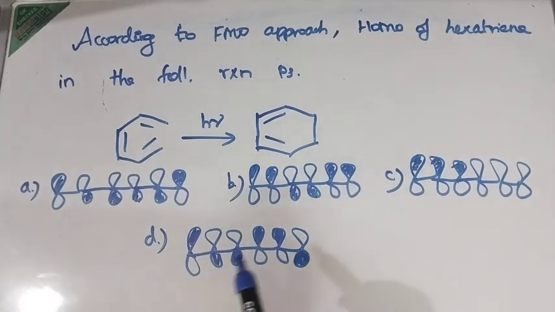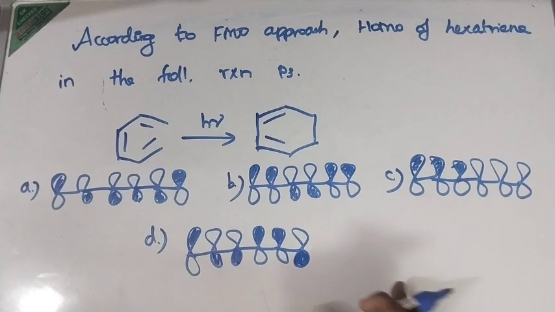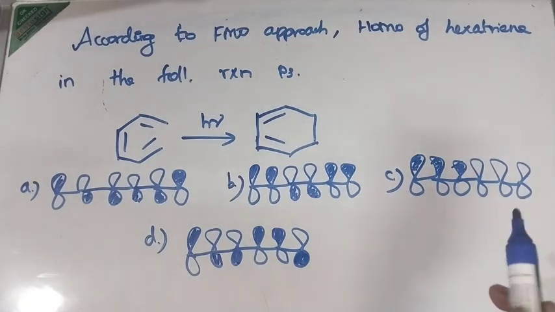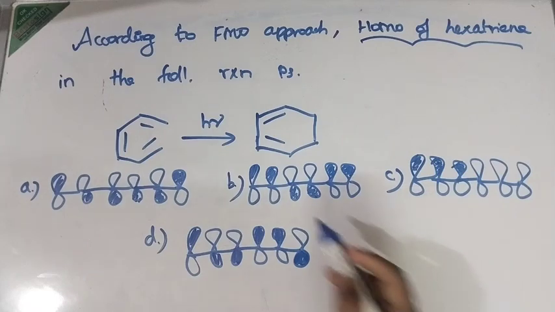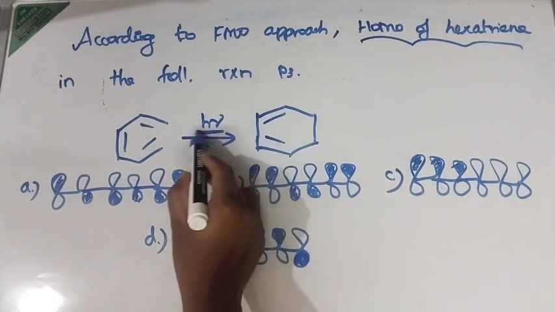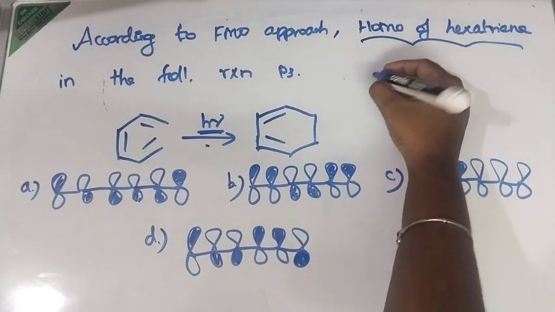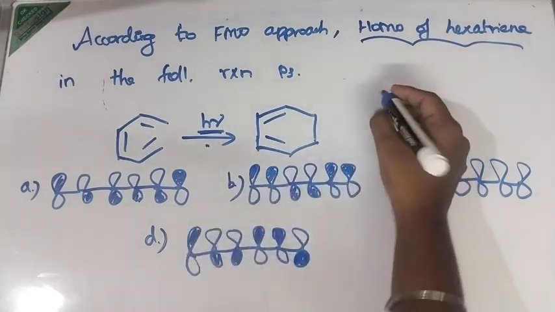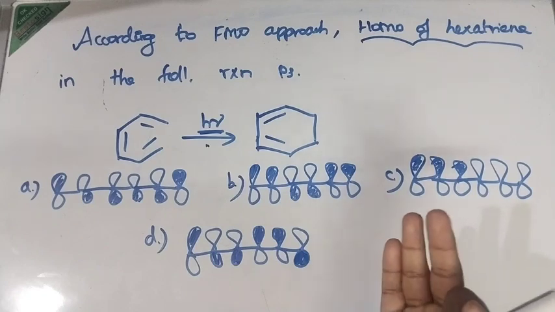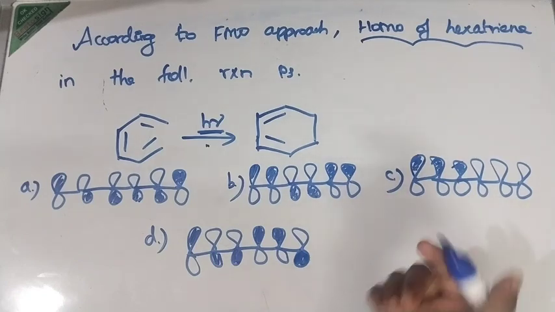reaction. So they are asking the nodes. Among these, what is the correct node? First of all, you must understand what is the HOMO of hexatriene in photochemical condition. They have given the photochemical condition, so read the question properly, whether thermal or photochemical. Here it is photochemical. So hexatriene means 3 pi bonds will be there, so 6 pi electrons, right?